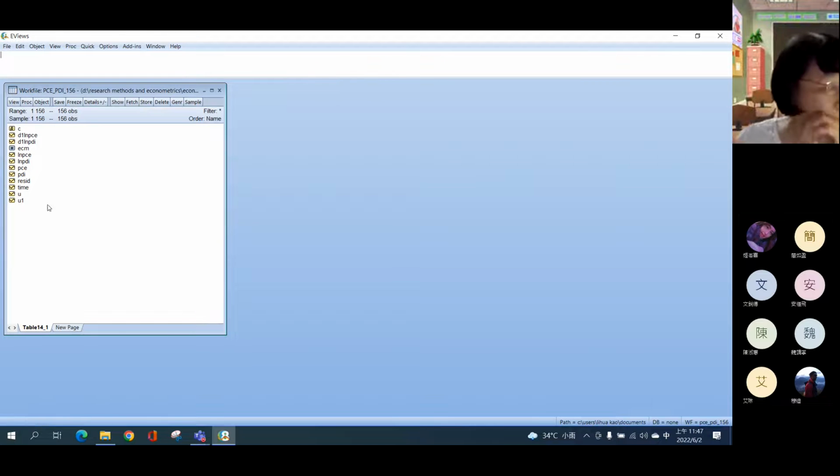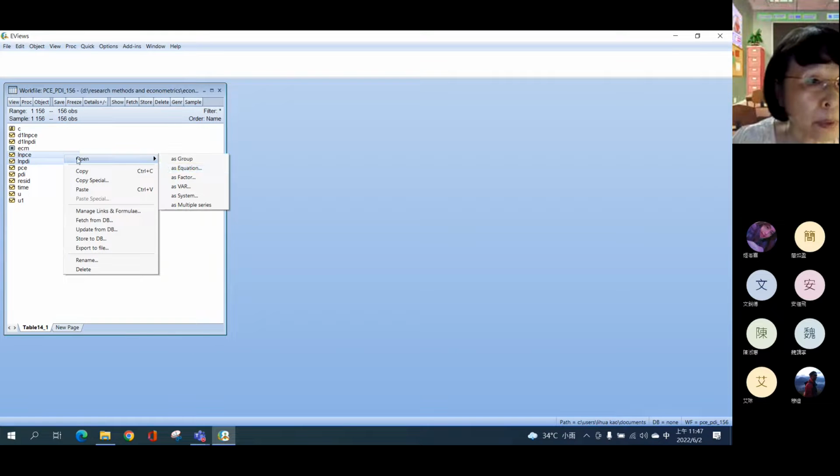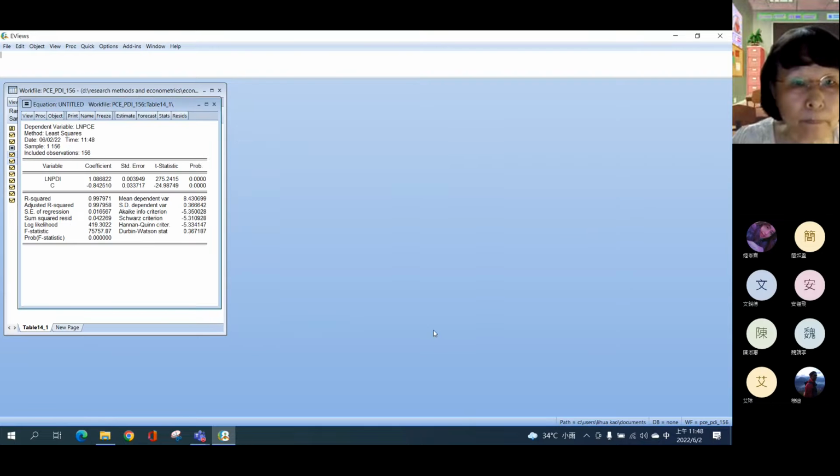Okay, I'd like to show this one first. Since I already did the Dickey-Fuller test for the individual Y variable and X variable, which are LMPCE and LMPDI, if we run the regression with these non-stationary variables, what do we see? Okay, so this one, open an equation.